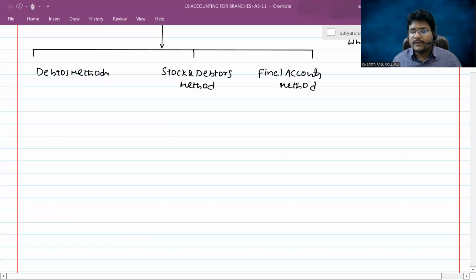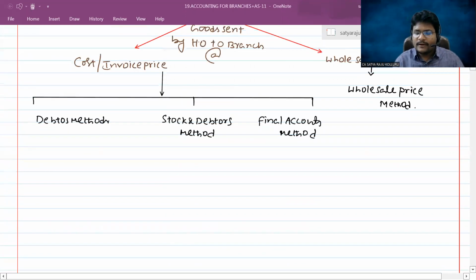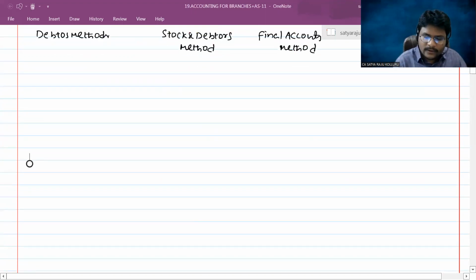Sir, this session may be a little bit lengthy. The reason is, if I discuss all such methods in a single session, then only you can differentiate how one method is different from others. Otherwise you will have a lot of confusion while resolving the problems. So please allow me to discuss all such methods at this stage itself. Now the method is the debtors method.